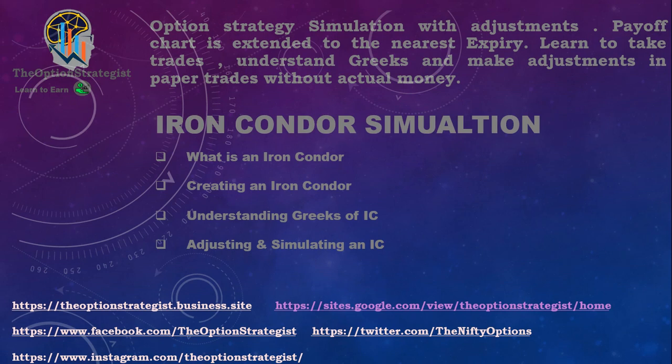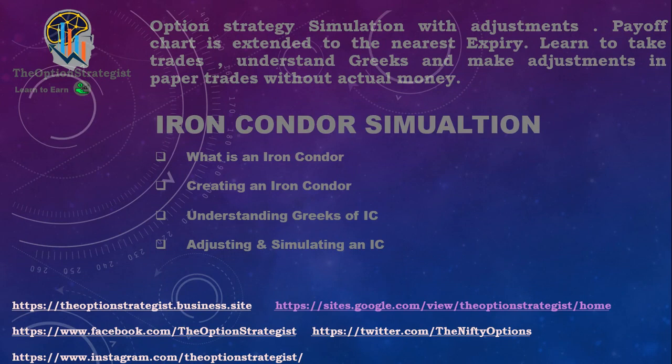Today's topic is Iron Condor simulation, and in this video we'll generally talk about the different kinds of Iron Condors, when to create an Iron Condor, understanding the Greeks of Iron Condors, and adjusting and simulating Iron Condors to an extent. Option strategy simulation with adjustments is a key requirement for any trader who wants to trade options, right? Understanding payoff, understanding the Greeks, and making adjustments on trades are key essentials for any trader who wants to develop ideas in the option market, trade successfully, and make some money.